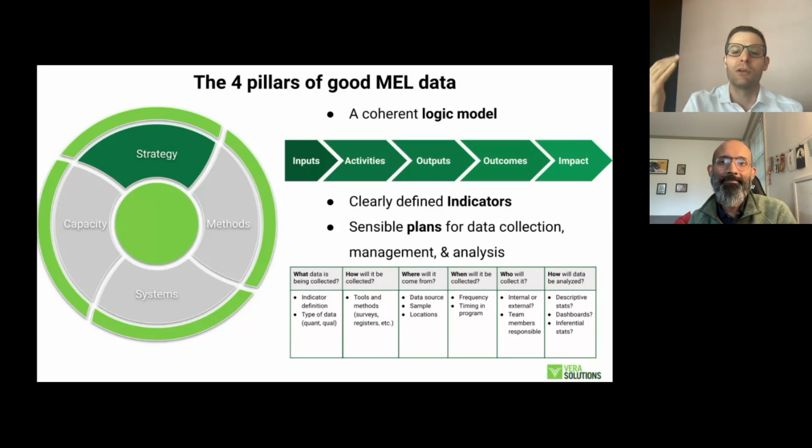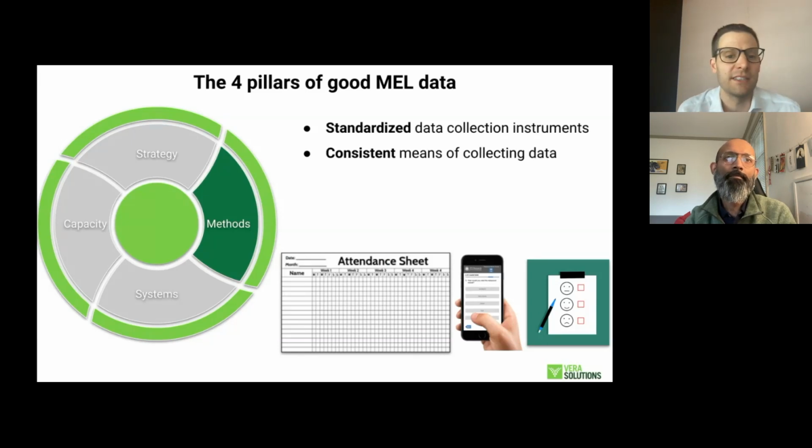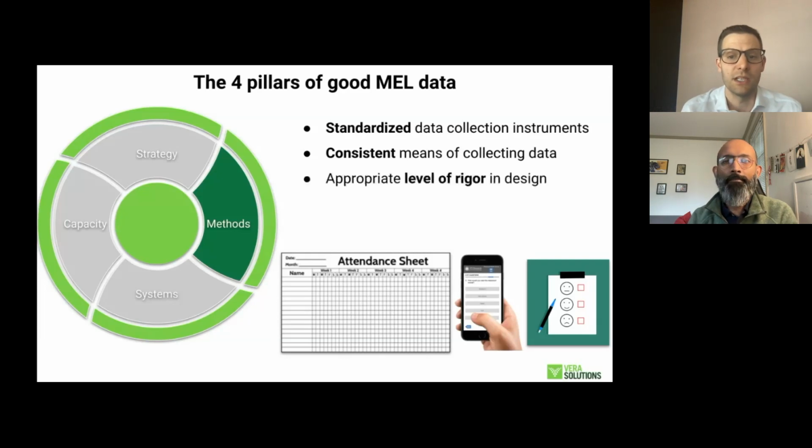Right? You really want to streamline and reduce the number of indicators that you're tracking if you can, and make sure you're really clear on all of these questions with respect to each indicator that's important for the organization. Second piece is methods. So here it's all about standardization and consistency. So just having consistent templates over time that we're using to collect data.